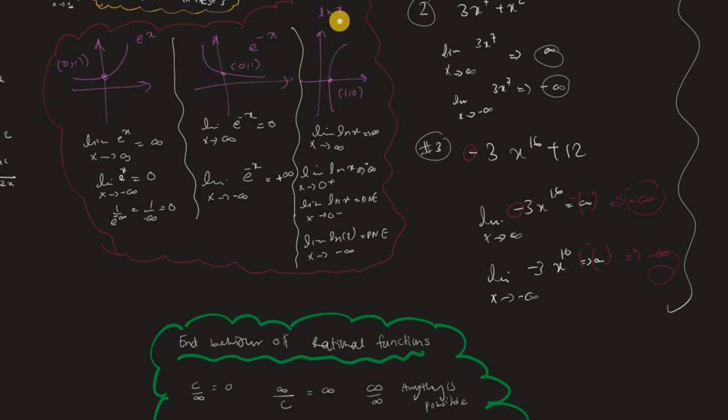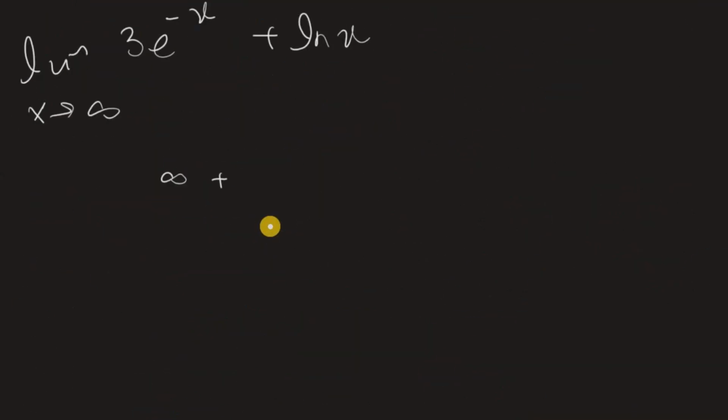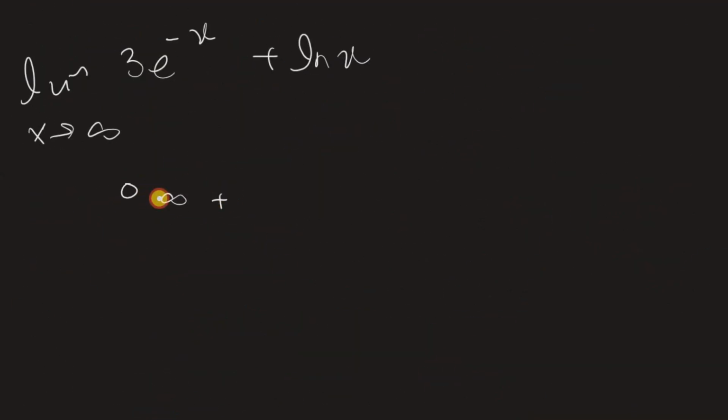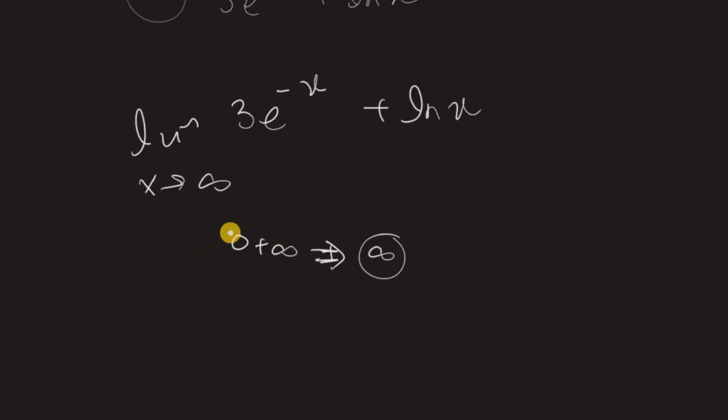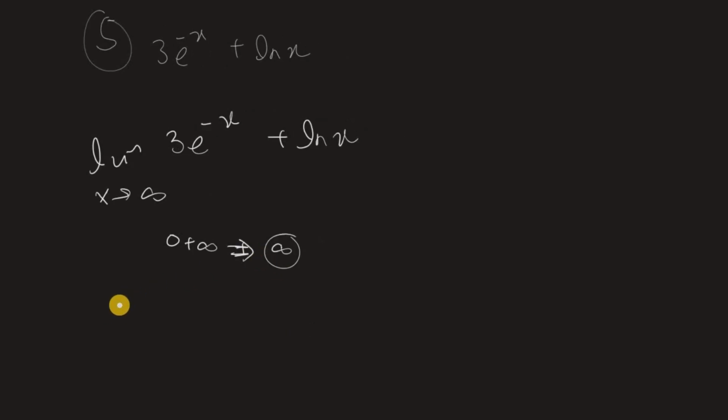The next function that we had was ln of x, and ln of x as x approaches infinity, that would be infinity. So we have an infinity plus a 0. An infinity plus a 0 would basically give you infinity as a final answer. So as you approach infinity, you get infinity as an answer.